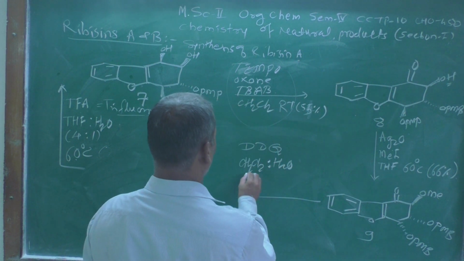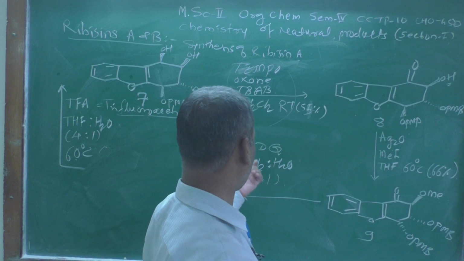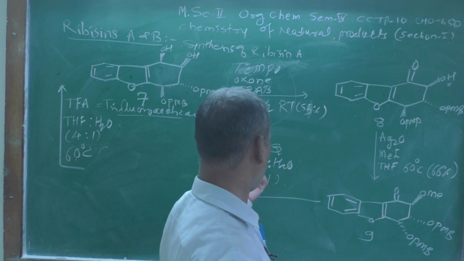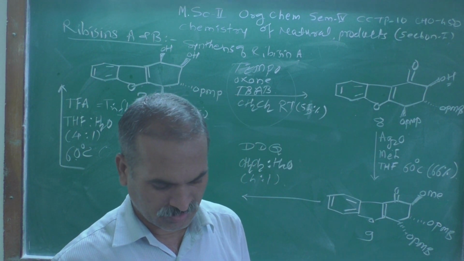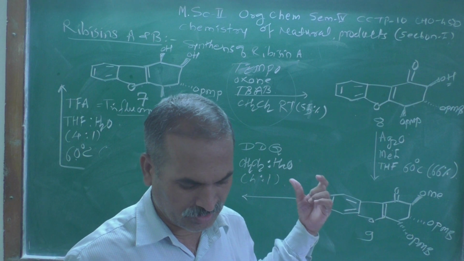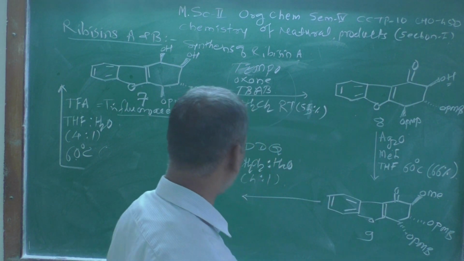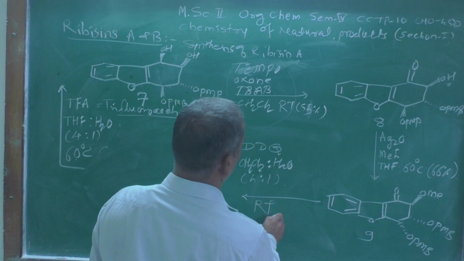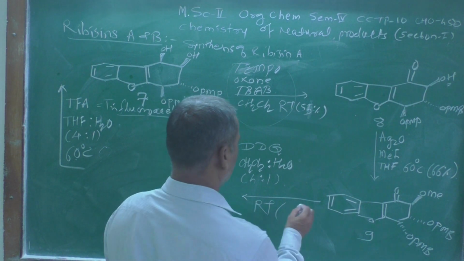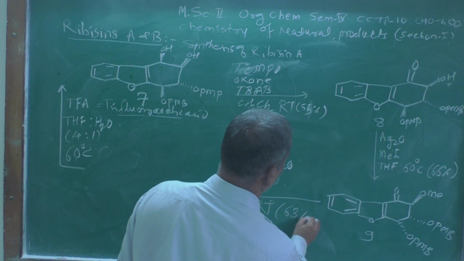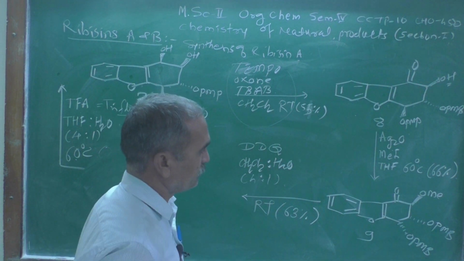The proportion of this is 4:1. 4% methanol means 4 ml of methanol and 1 ml of water, or maybe 40 ml of DCM and 10 ml of water. Stored at room temperature, and that gives nearly a 63% overall yield during this.